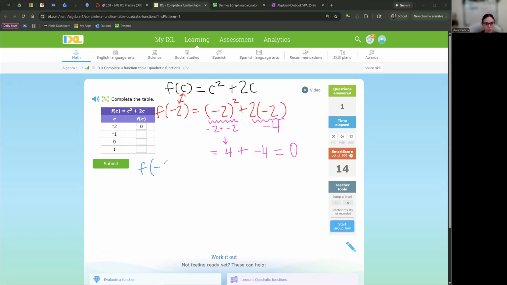So the function evaluated when c is -1. Everywhere we saw c, let's put a set of parentheses. So c squared plus 2 times c. And then we will substitute in -1 for c. And then we'll use the order of operations. -1 squared is -1 times -1, which is going to be +1. Let me just write it like this. +1 plus 2 times -1 is -2. So we have 1 plus -2 or 1 minus 2, which is -1.